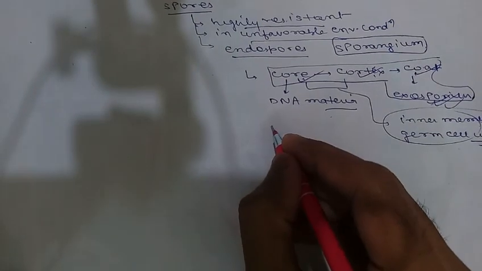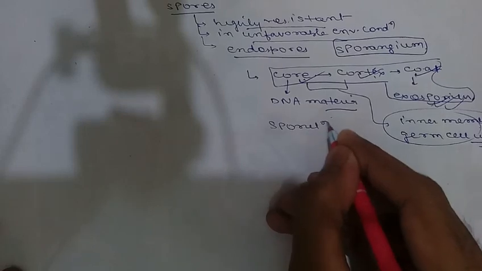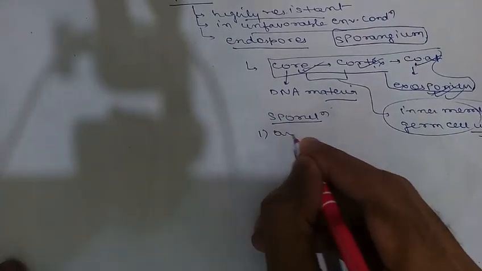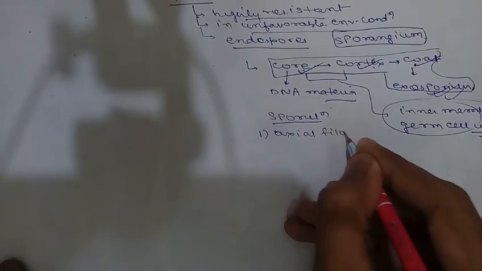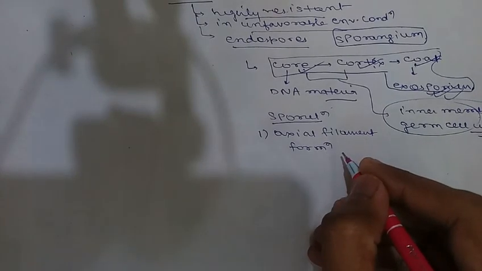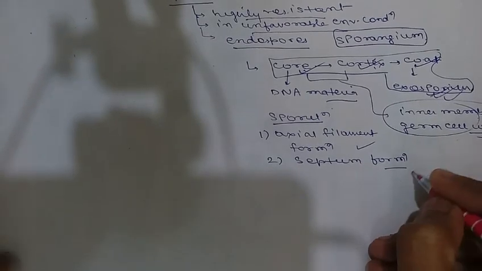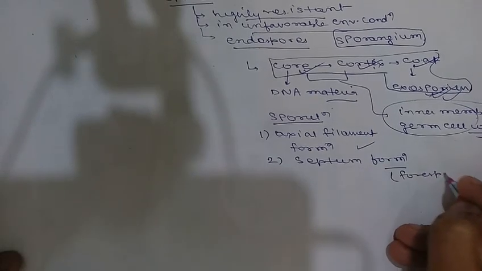Now we will look at sporulation. We have discussed the steps of sporulation, but now theoretically. The first stage was axial filament formation. Bacterial cell division occurs and an axial filament of nuclear material is formed, as you have seen in the diagram. The second one is septum formation. The cell membrane is folded inwards to enclose part of the DNA and to produce the forespore septum, also known as the forespore septum.